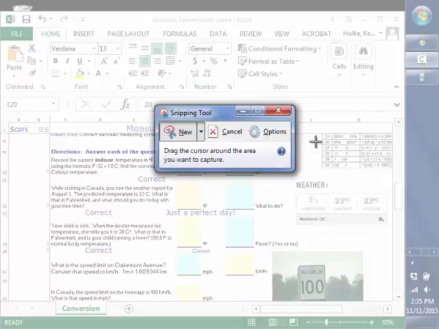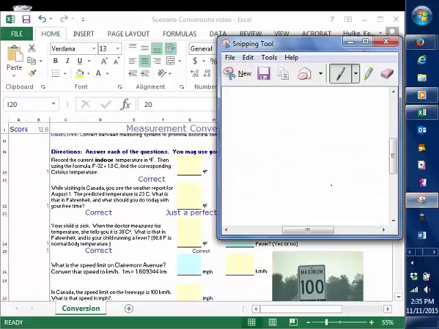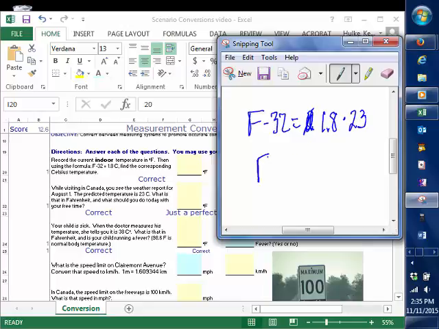Like for instance, if you were doing 23 Celsius, so Fahrenheit minus 32 equals 1.8 times 23. So if you took the Fahrenheit, it would be 1.8 times 23, and then make sure you add the 32, because you added 32 on this side, crossed it off.